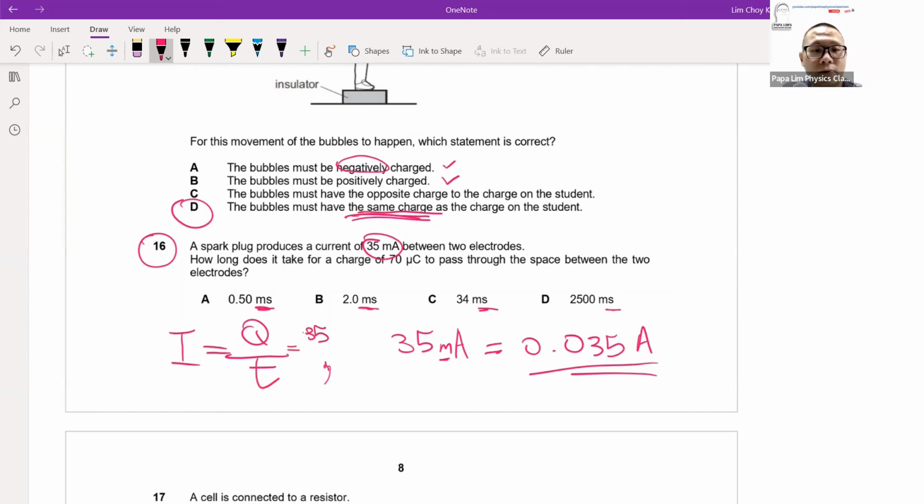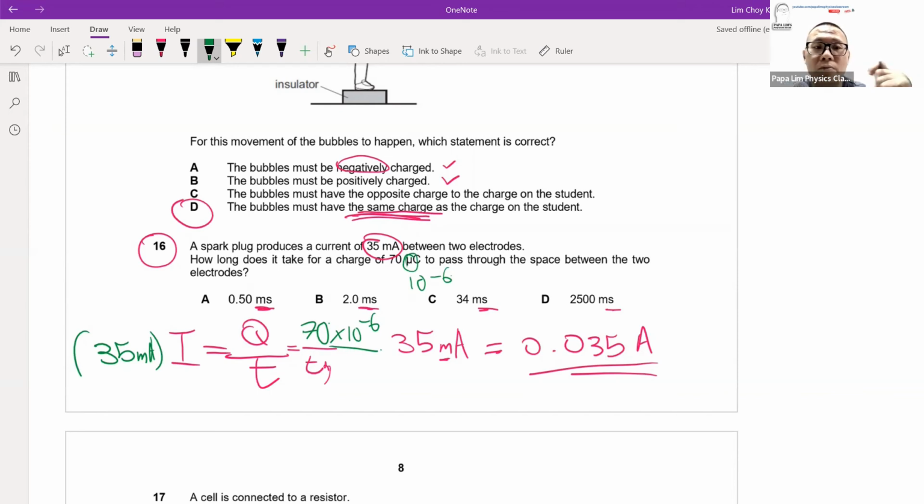35 divided by time. What's the current? Sorry, my mistake, not 35. The current here is 35 milliamp. I'll leave the milli inside. And the charge given is 70 micro. Now micro here is 10 to the power minus 6. So take note of the units here. If you plug in all the numbers, you get the respective answer. That is the correct answer appearing.